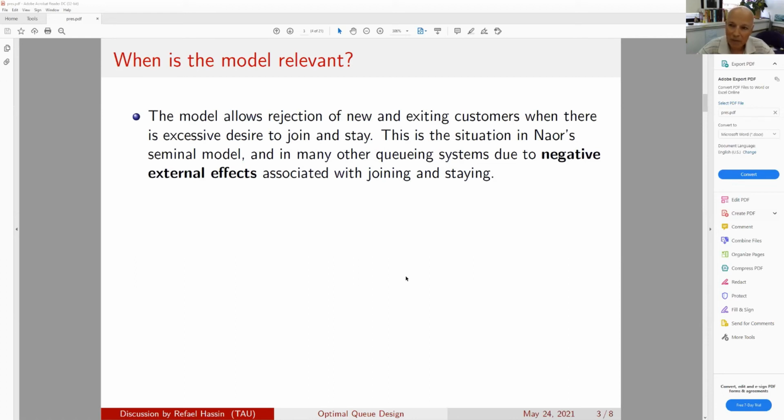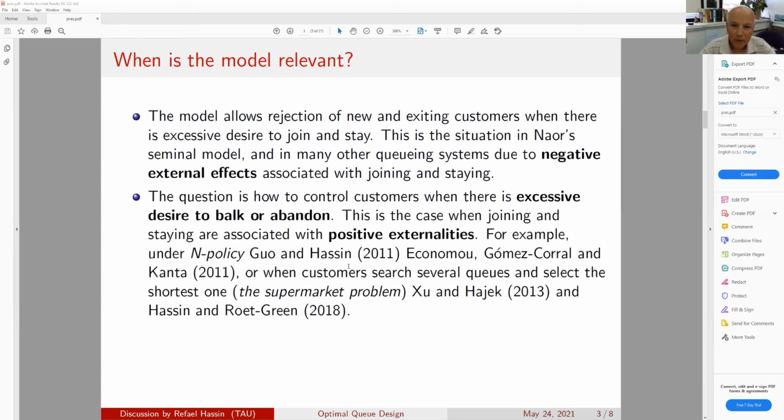models, the solution becomes quite trivial if you allow rejection of customers. Like in Naor's seminal model, in most queuing models, when a customer enters the queue, there are negative external effects, as other customers will have to wait longer, for example, and therefore customers want to join in many cases when the social objective says don't join. So the question usually is how to control the system without directly telling customers you are not allowed to join.